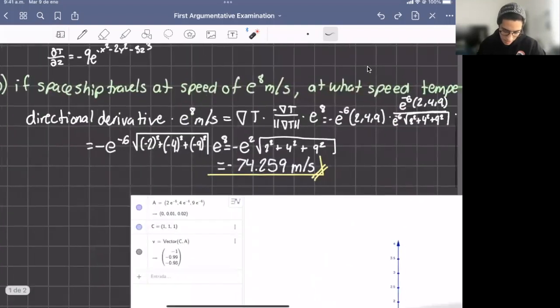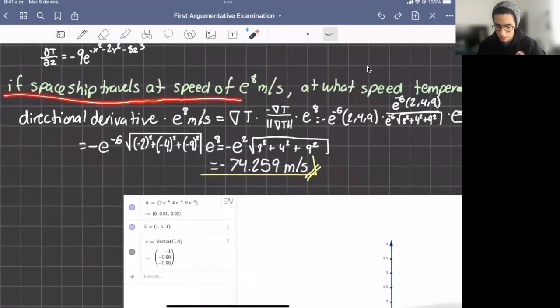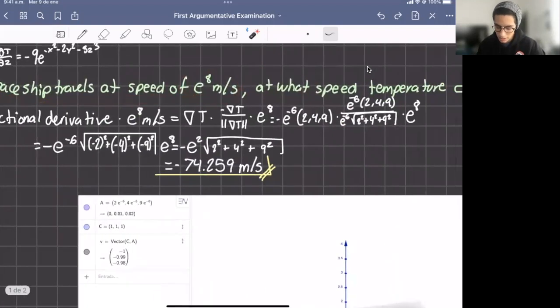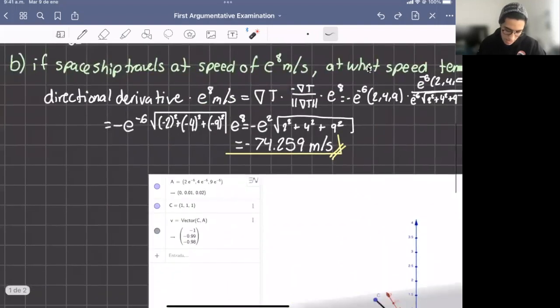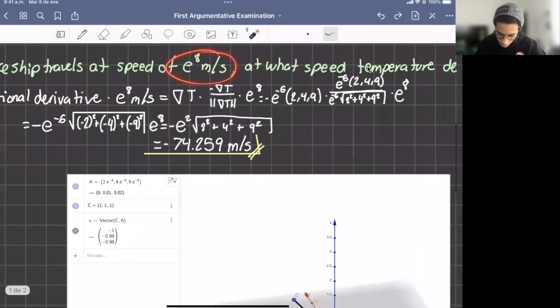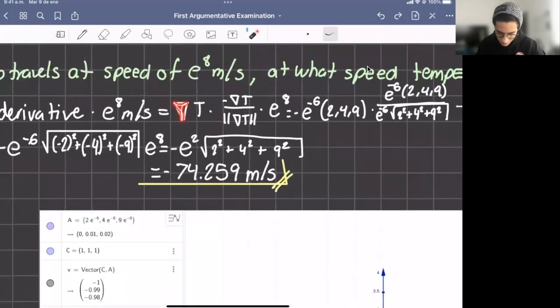Now, in B, it says that if the spaceship travels at a speed of 8 e elevated to 8, at what speed does the temperature decrease? This is obtained by the directional derivative times the speed. So the directional derivative is the gradient of T times the negative gradient of T divided by the norm of the gradient of T. Obviously, we continue with times the speed.